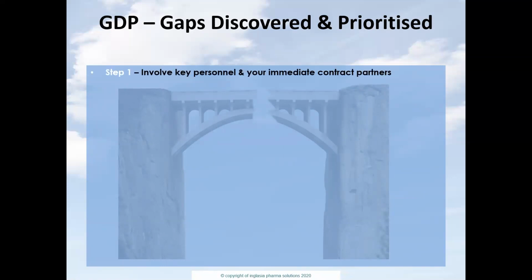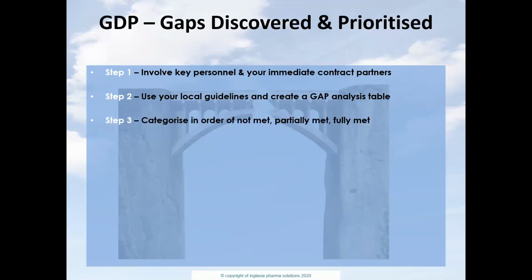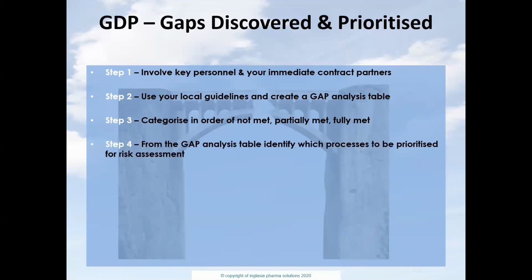With gaps discovered and prioritized, the first step really is to involve key personnel and any third party that's involved in that supply chain that's being risk assessed. Using the local GDP guidelines, perform a gap assessment. When doing the gap assessment initially, identify what are the critical issues, what are the average concerns and the very low concerns in your gap assessment. Then from the gap assessment, prioritize what would be looked at as part of your risk assessment.